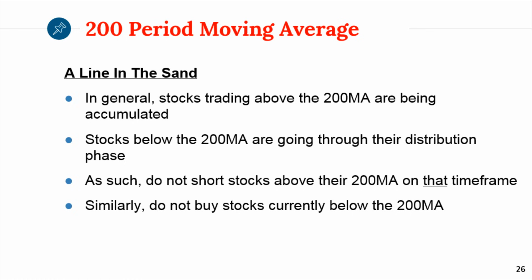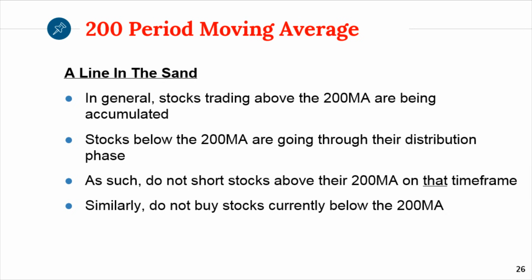In general, stocks above the 200 would not be above their 200 period moving average if they weren't being accumulated, because the 200 period moving average is the average price of the last 200 bars. So if the stock is above the average, it means it's being accumulated. It's being bought. It's a bullish stock in general. I'm not saying it's a bullish stock at this moment or this day or this minute. I'm just saying in general, that's a bullish stock. If it's under the 200, that's a bear stock because it's currently trading below the average of the last 200 bars.